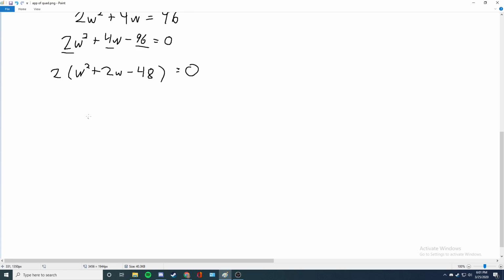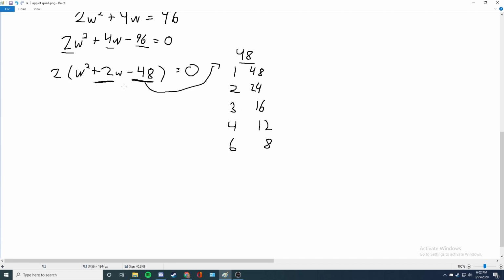So now if we factor this quadratic out a bit more, remember we're going to have to find two factors that multiply to be negative 48 but add up to be positive 2. So let's figure out the factors of 48 first. So we've got 1 and 48, 2 and 24, 3 and 16, 4 and 12, and 6 and 8.